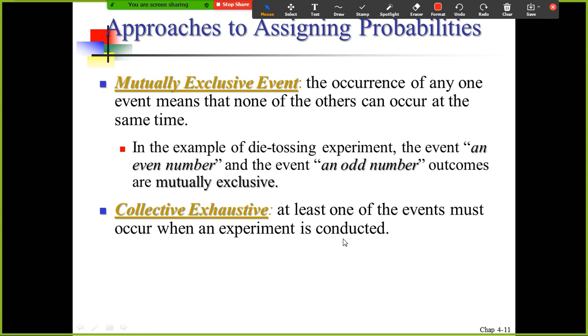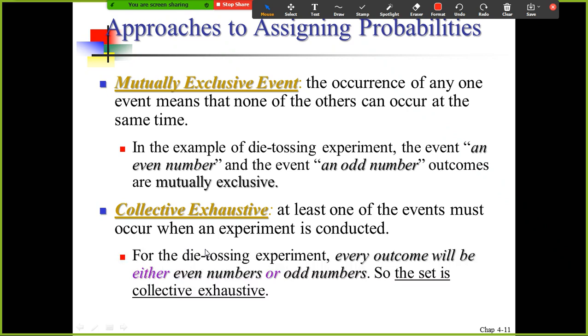But we are not sure how many outcomes. It could be 1 or 2 or 3 or 4 or 5, but not zero outcomes. For the die tossing experiment, every outcome will be either an even number or an odd number. So the set is collectively exhaustive. The set, that means the group of even numbers and odd numbers, we call collectively exhaustive.